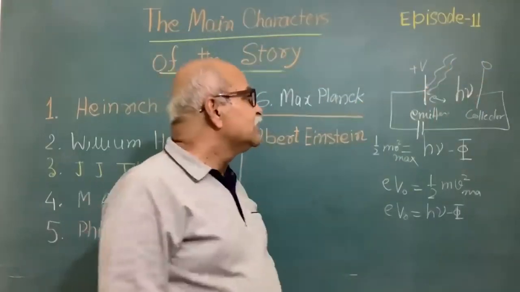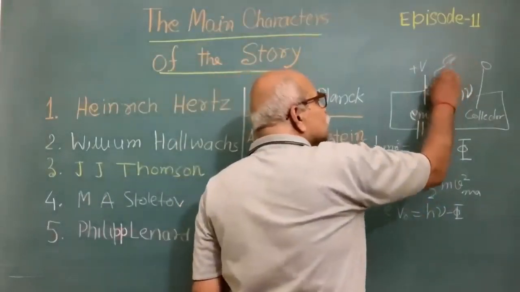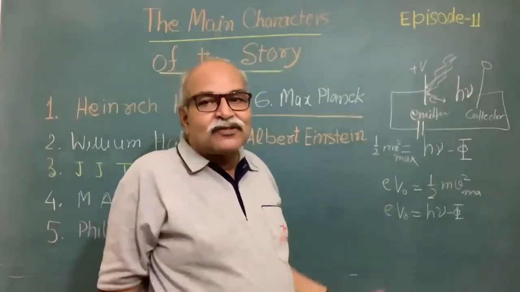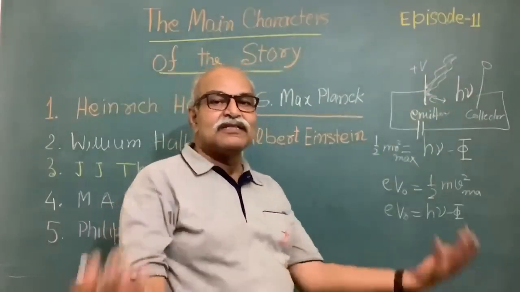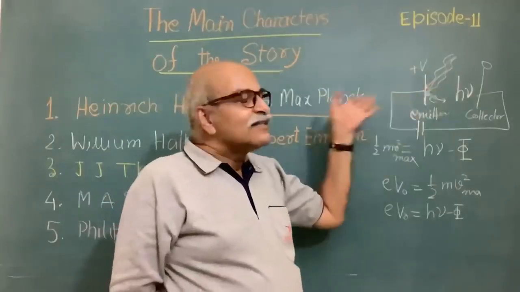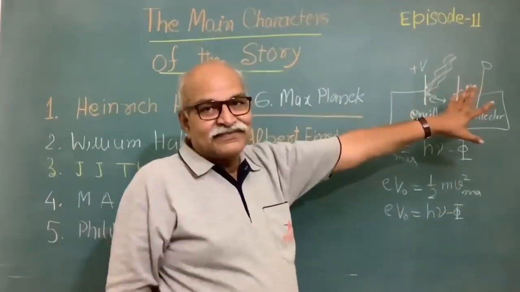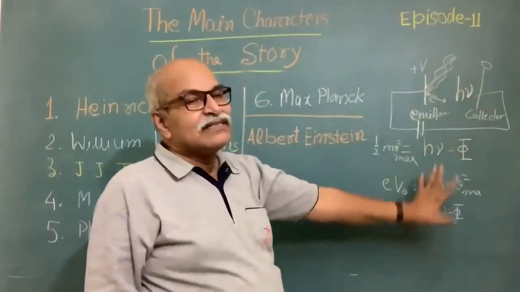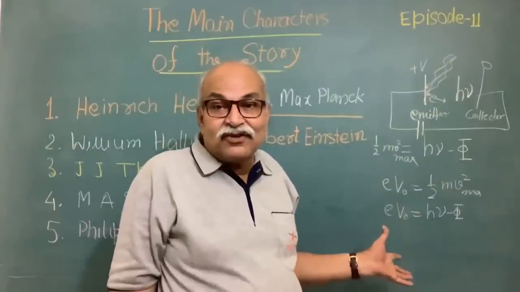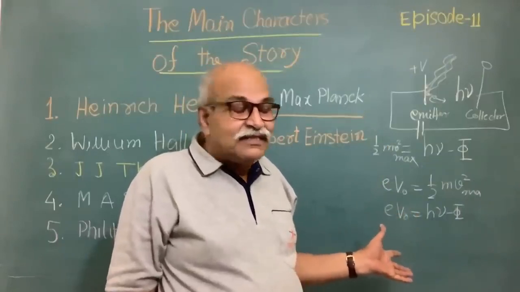If you increase the intensity, that means you are sending more photons per unit area per unit time. So more electrons will have the opportunity to receive that energy, and therefore more electrons will come out and the current will increase. So those things he explains, Lenard's observations he explains. But that's all he has to the data.